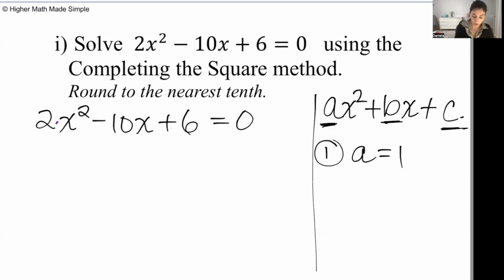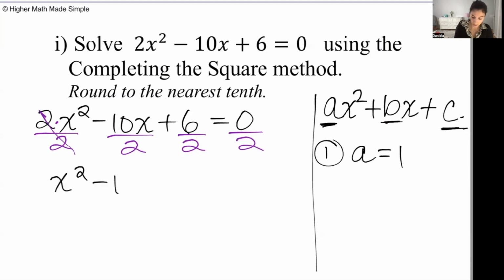Well, remember this is 2 times x squared, so we can divide by 2, because 2 divided by 2 is 1. But the catch that people mess up on is the fact that you have to divide every single term by 2. Okay, so now when we simplify, we have x squared minus 5x. 6 divided by 2 is 3, and then 0 divided by 2 is 0, right?